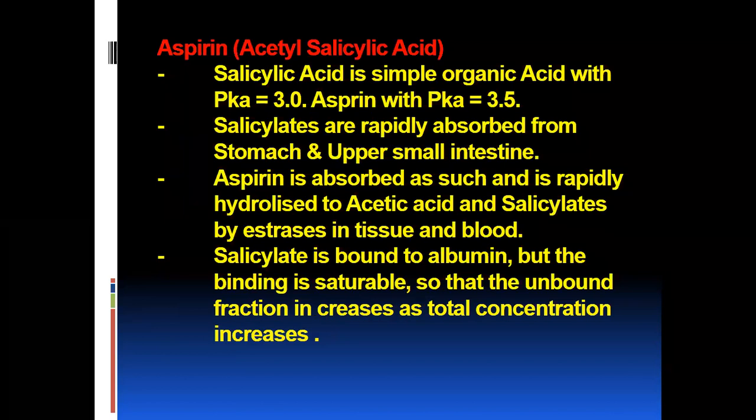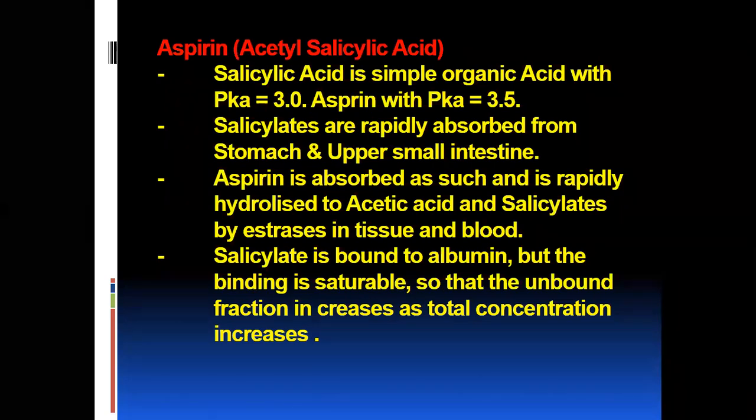Aspirin is also called acetyl salicylic acid. Salicylic acid is a simple organic acid with pKa equal to 3, while aspirin has pKa equal to 3.5. Now, salicylates are rapidly absorbed from the stomach and upper small intestine. Aspirin is absorbed as such and is rapidly hydrolyzed to acetic acid and salicylates.